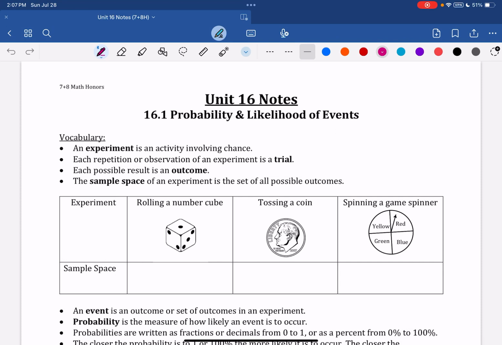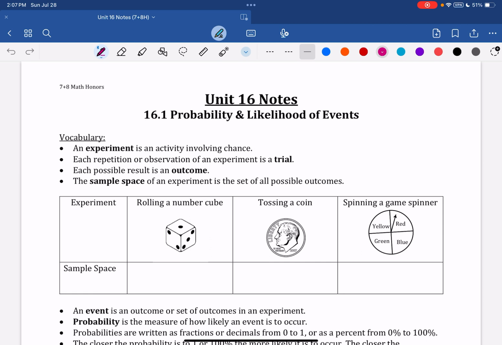Welcome to our probability unit. Today we're going to be talking about probability and the likelihood of events. So this is very vocabulary heavy. Some of it's common sense. Hopefully you'll enjoy this unit.